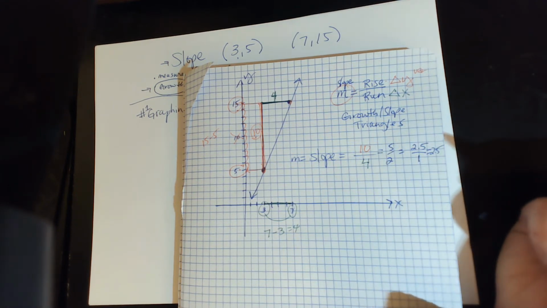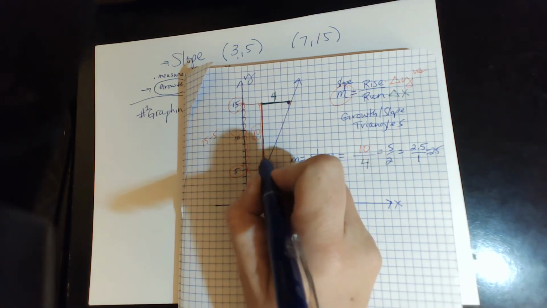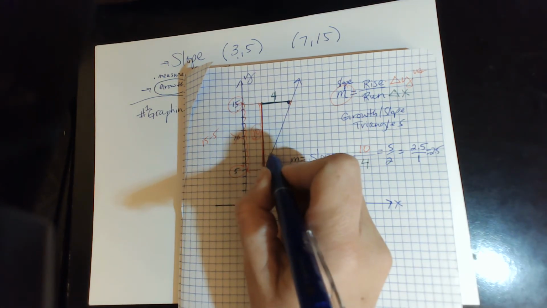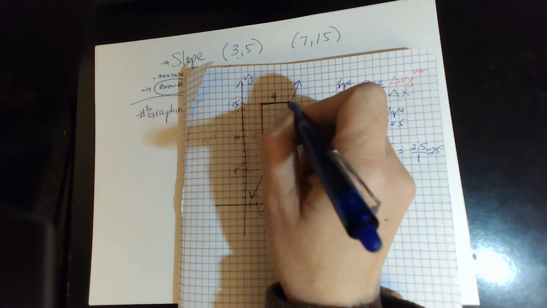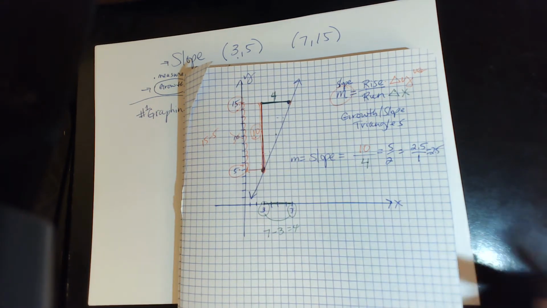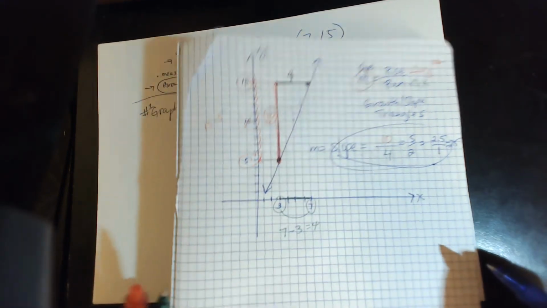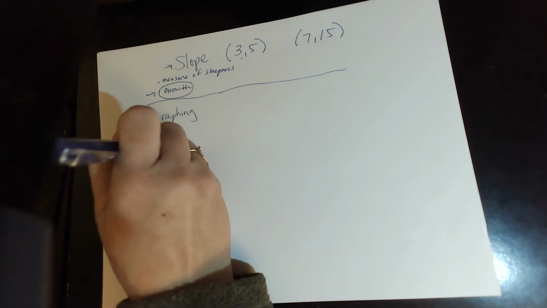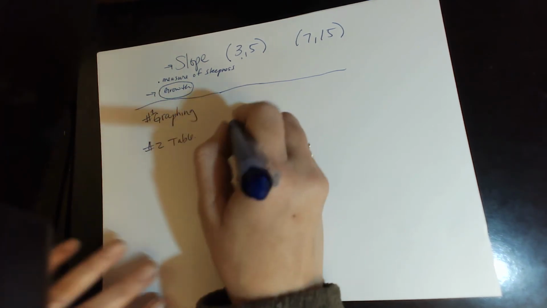So my growth is going to be 2.5, meaning I go up 2.5 every time I go over 1. I go up 2.5 over 1, up 2.5 over 1. My line's a little deceiving. So that is how we find the slope on a graph between 2 points. The second method would be to think about the table.